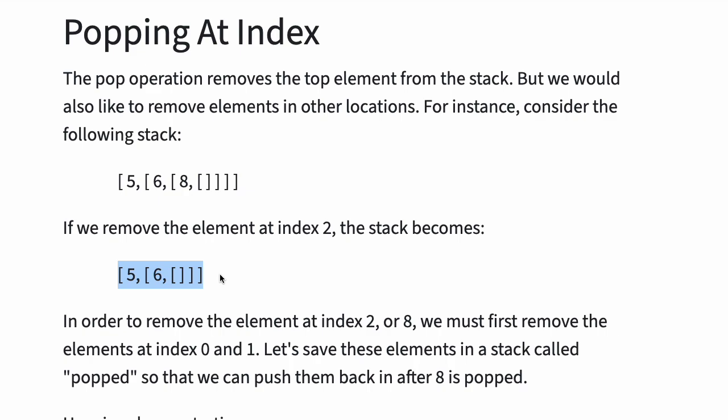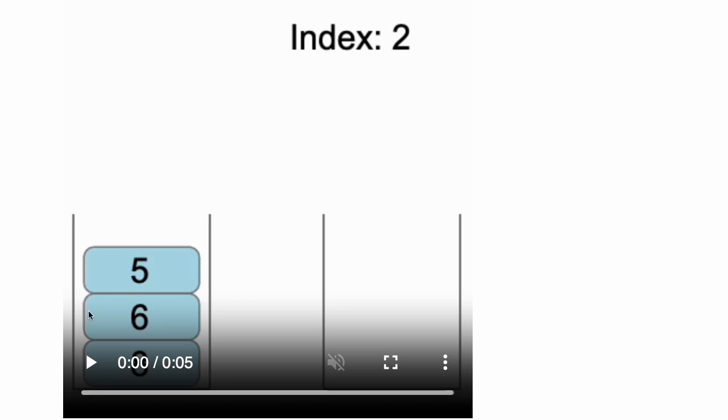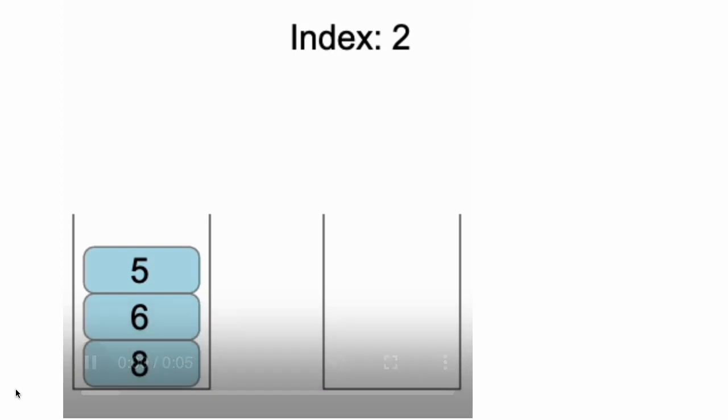In order to remove the element at index 2, or 8, we must first remove the elements at index 0 and 1. Let's save these elements in a stack called popped, so that we can push them back in after 8 is popped. Here's a demonstration.